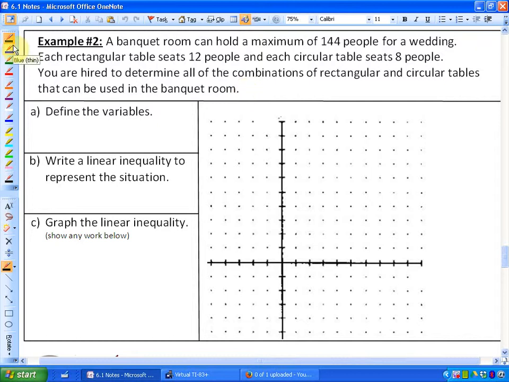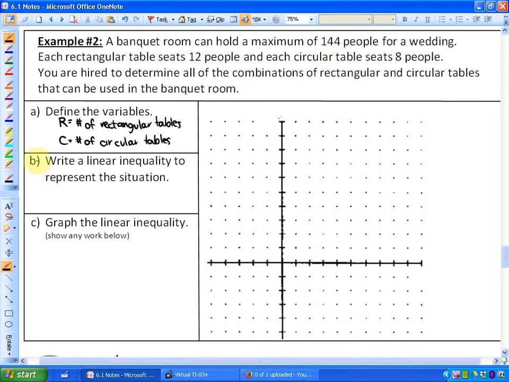The variables that we're going to use: we have rectangular and circular tables. It is very useful to use meaningful variables. So we're going to let R equal the number of rectangular tables, and we're going to let C equal the number of circular tables. Now what we know here is that at each rectangular table there's 12 people, and at each circular table there's 8 people, and it's a maximum of 144.